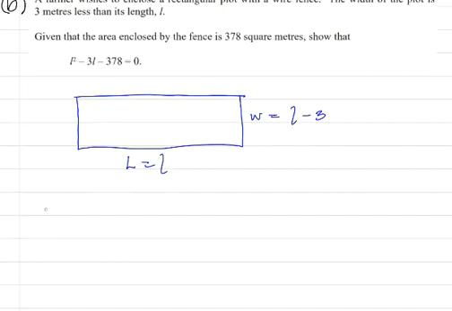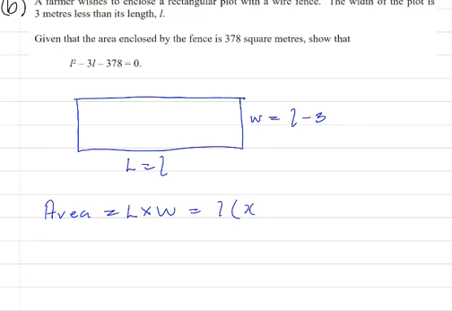So now the area of a rectangle is equal to length times width, which is equal to L times L minus 3. And this area, we're told, is equal to 378.